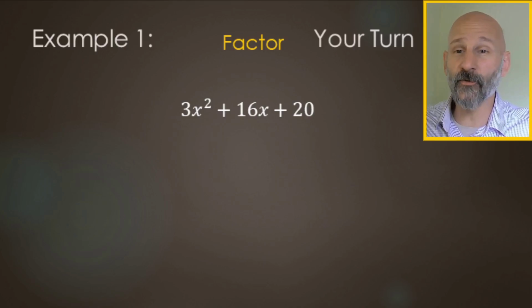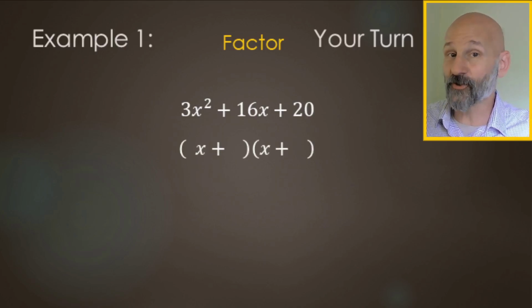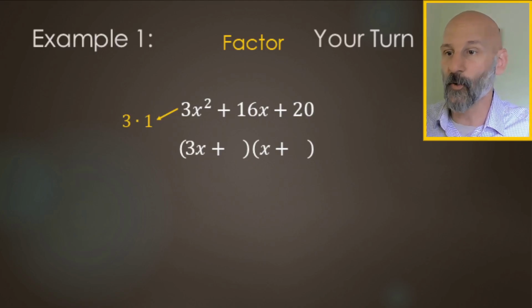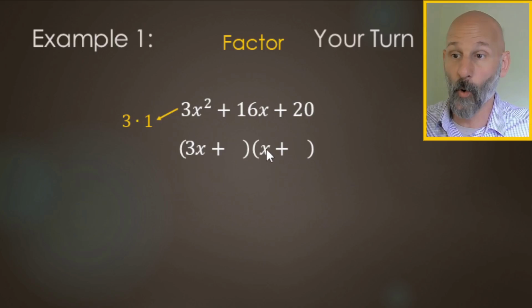So here we go with factoring 3x squared plus 16x plus 20. Our answer is going to look like this. We got to have some blanks here. For the firsts, those are going to multiply to 3x. It's prime, so we really only got one choice, 3 and 1. So we put a 3x there and then a 1x there.